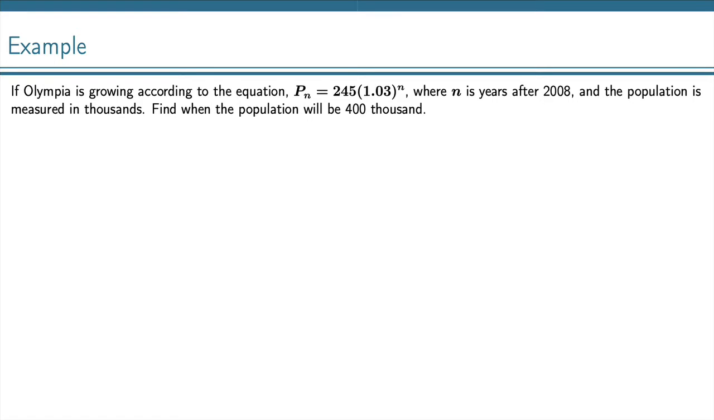If Olympia is growing according to the equation p sub n equals 245 times 1.03 to the n, where n is years after 2008 and population is measured in thousands, find when the population will be 400,000. So what we're doing here is setting our population equal to 400,000. So 400 equals 245 times 1.03 to the n.